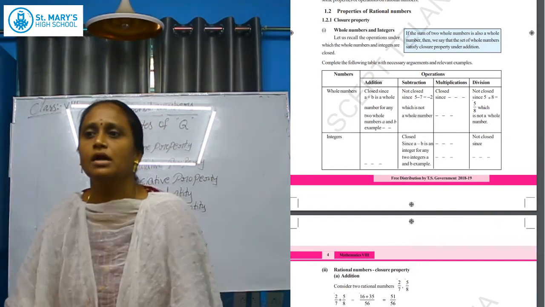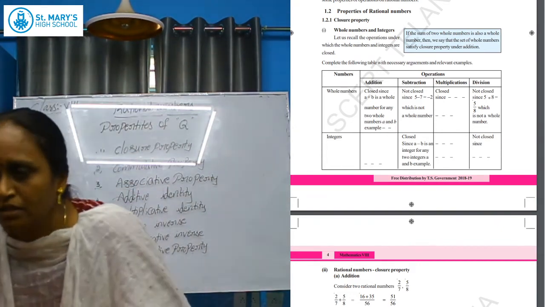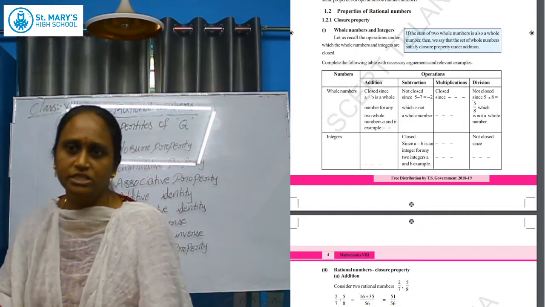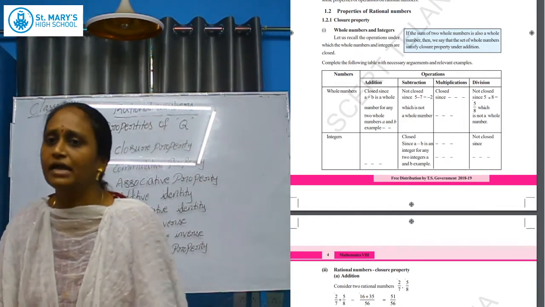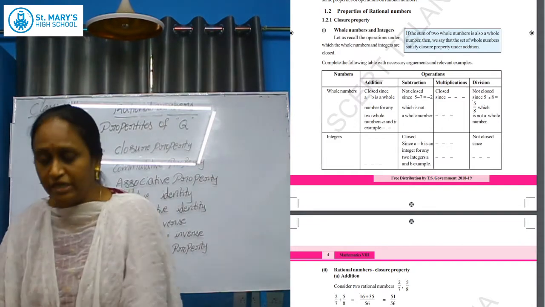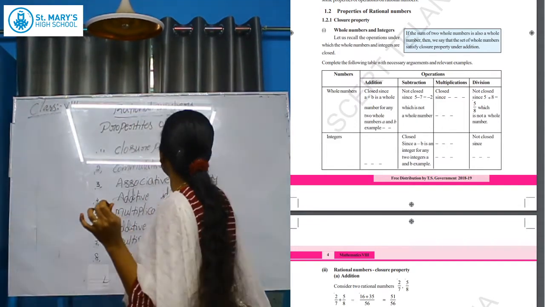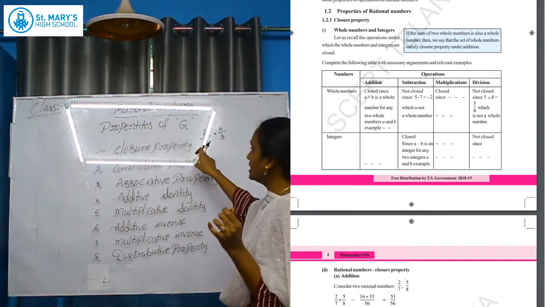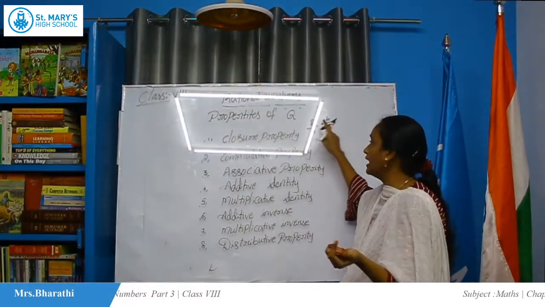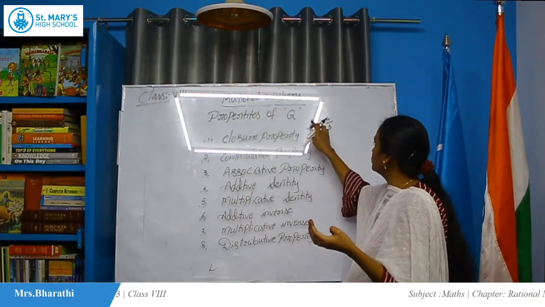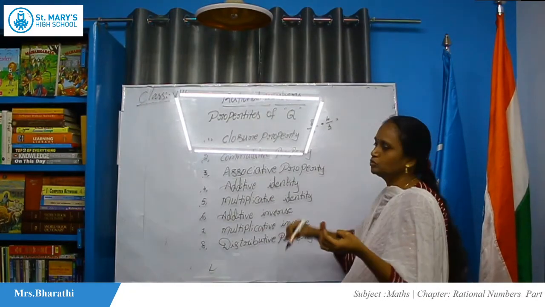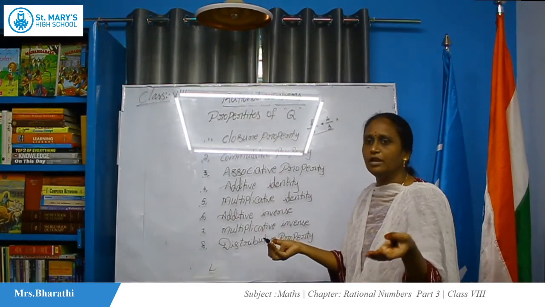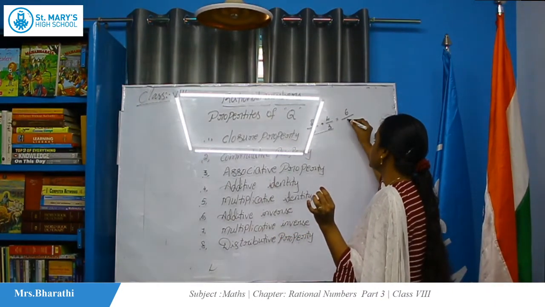Observe in our textbook, page number 3, closure property. What is that closure property? Given any two rational numbers, instead of pens, we will take 2 by 3 plus 4 by 3. We know that 2 by 3 is in the p by q form. 2 by 3 plus 4 by 3 equals how much? The denominators are the same, so directly we can add the numerators: 2 plus 4, 6 by 3.